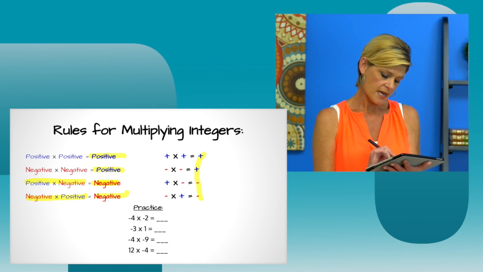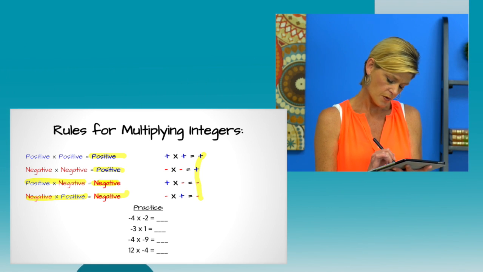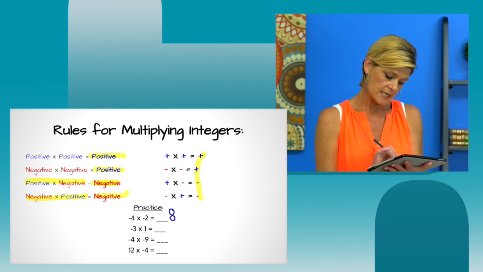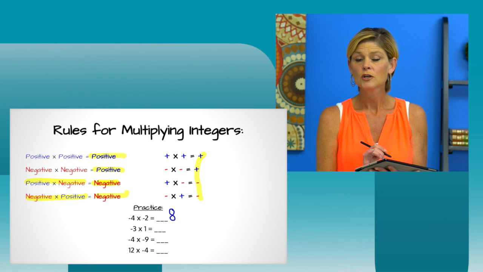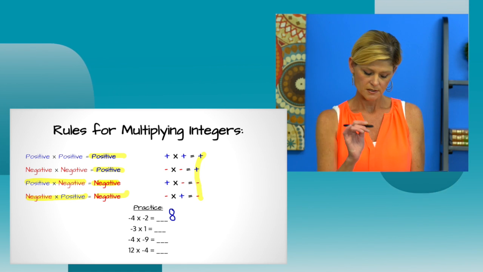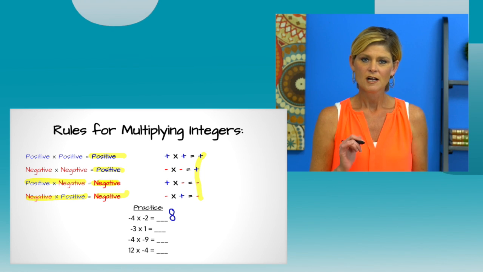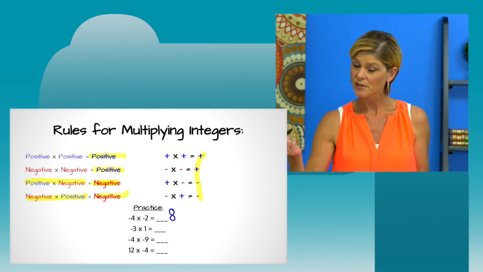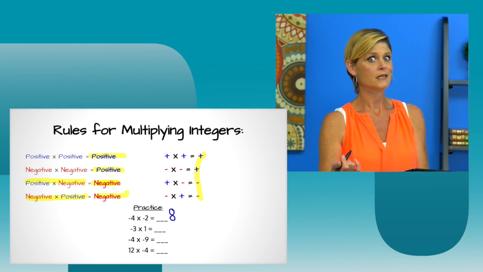So the first question I have is negative 4 times negative 2. Okay, so I know 4 times 2 is 8. Now I've got a negative times a negative, and we know 2 negatives create a positive, right? Remember what we said in our previous lesson about multiplying integers. 2 negatives don't make a positive in the real world, but in the math world, they actually do.